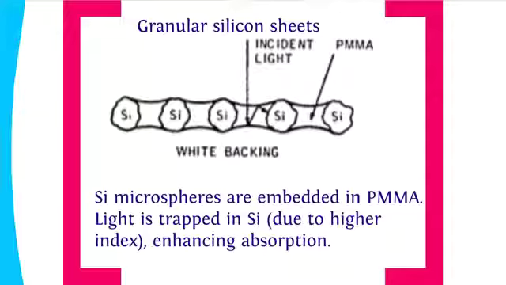So we'll see that. Silicon microspheres are embedded in the PMMA, which is polymethyl methacrylate. It's a polymer, plexiglass. Light is trapped in silicon, which has a higher refractive index than PMMA, and it enhances the absorption.